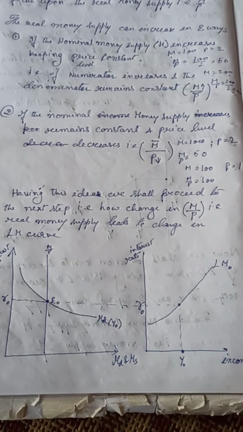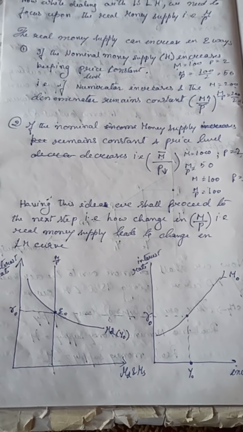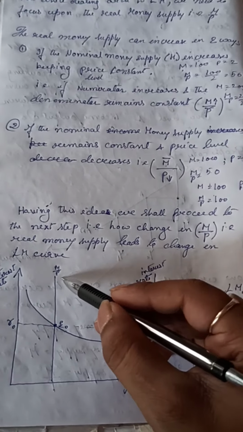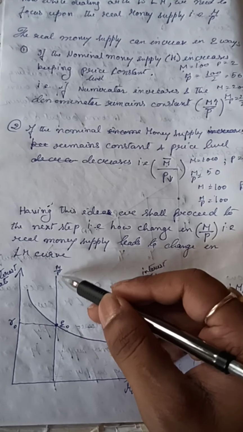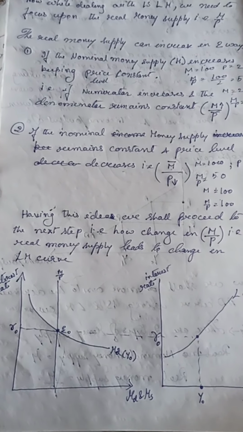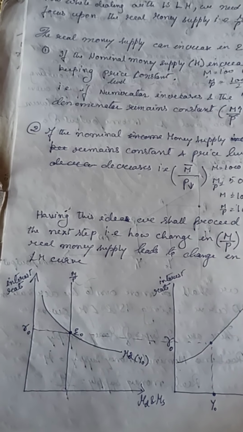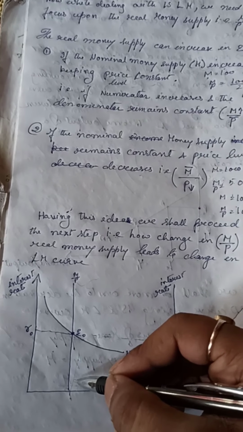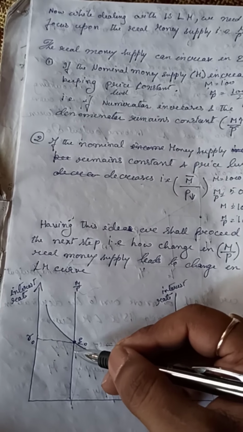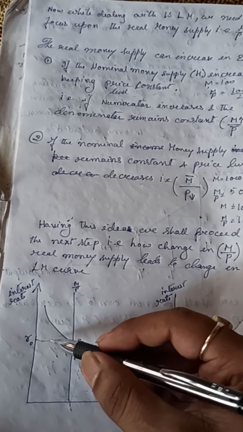Now let us move to the derivation and the movement of the LM curve due to this real money supply. Here we have considered a money supply curve which is constant, because we are assuming that the real money supply is not affected by the rate of interest, and therefore it is represented by a vertical straight line. The vertical straight line implies that the real money supply does not change with respect to the rate of interest.